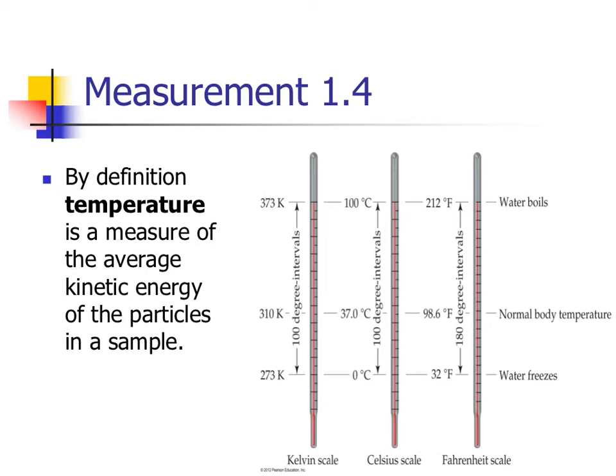Although they actually had it backwards when it was originally proposed to the French Academy of Science. 100 was the freezing point, 0 was the boiling point. The French Academy of Science looked at that and said, that doesn't make sense. So they flipped it. And now we have the Celsius scale. The Kelvin scale, again, is based on the idea of absolute 0.